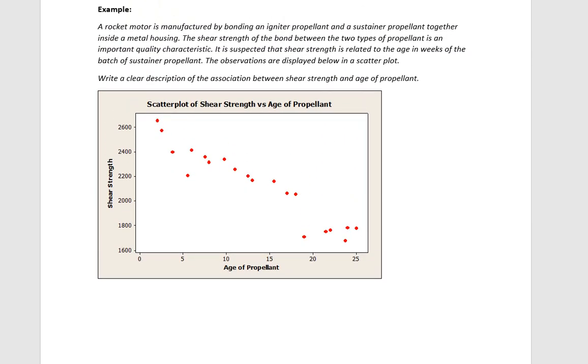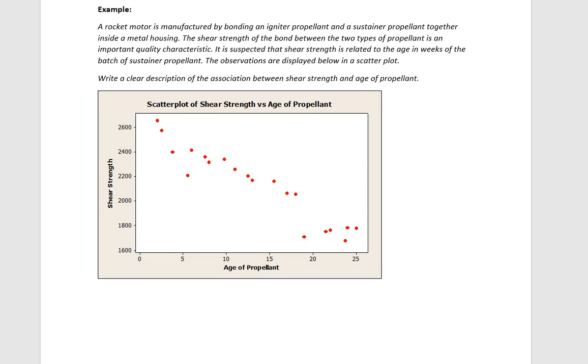Okay, so if we look at the first one, I'm going to read through the problem first. So what this is, is that they're using the age of propellant. Okay, so a rocket motor is manufactured by bonding an igniter propellant and a sustainer propellant together inside a metal housing. So you can think of the age of the propellant as like the age of glue, basically. The shear strength of the bond between the two types is an important quality characteristic. So what we're looking at is how does the age of the glue affect the shear strength of the object.